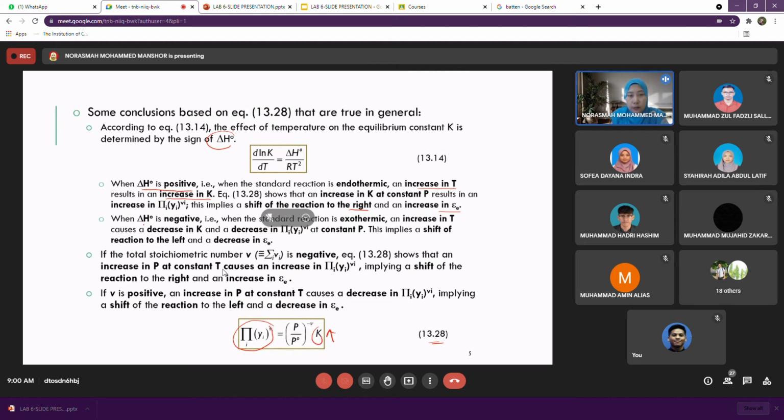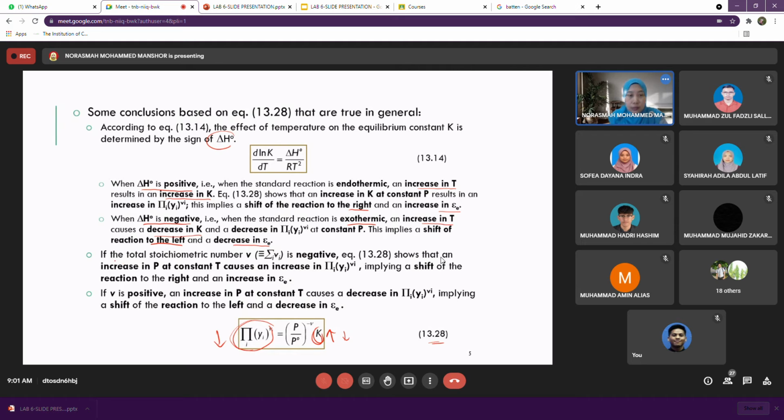When delta H is negative, that means the reaction is exothermic. Increase in temperature will decrease the equilibrium constant K. So when this K decreases, this value will also decrease. So this will imply the shift of reaction to the left and decrease the value of reaction coordinate epsilon.